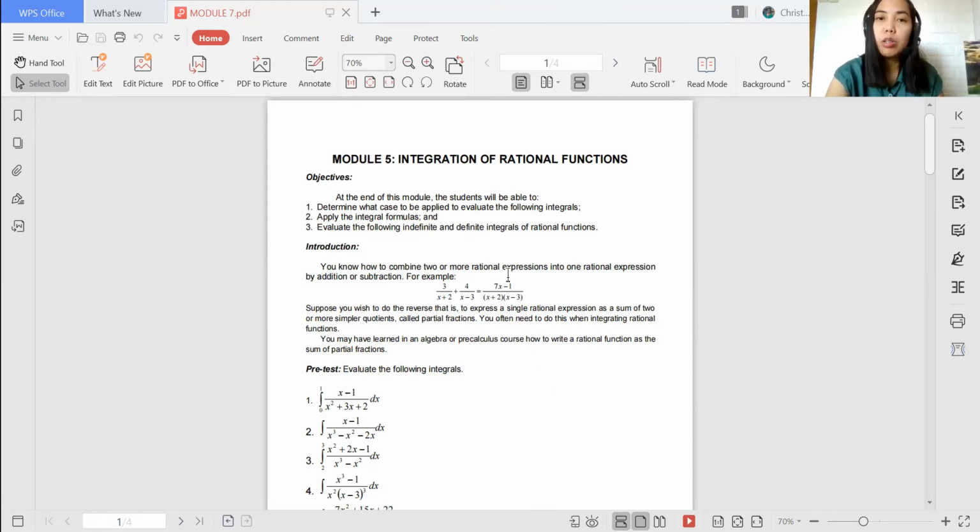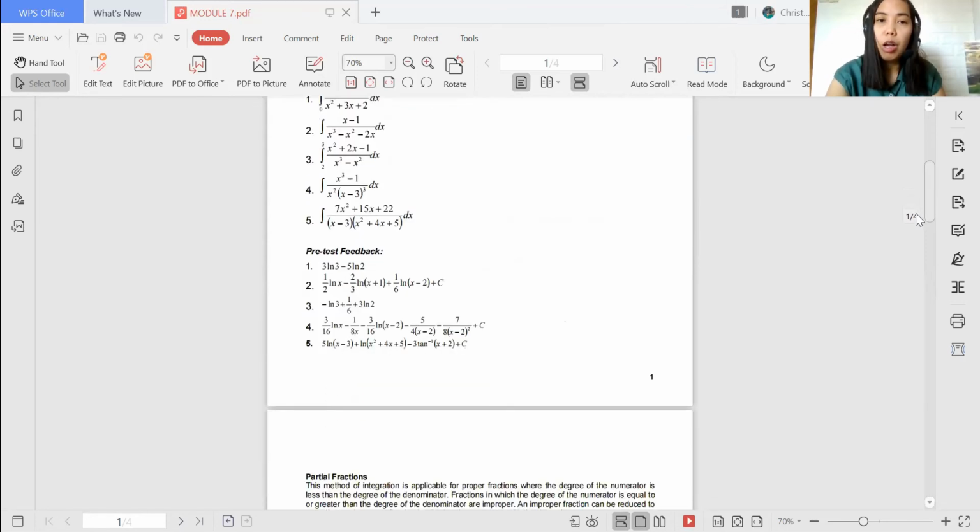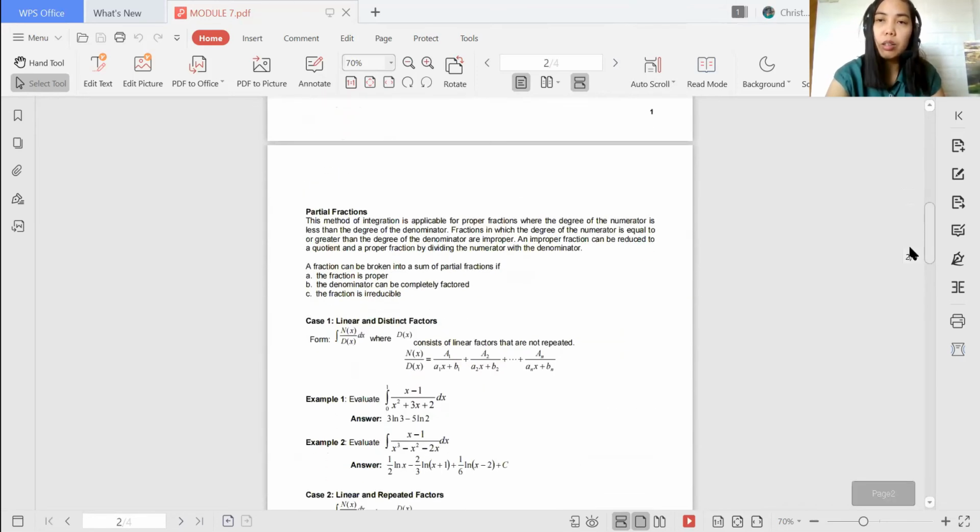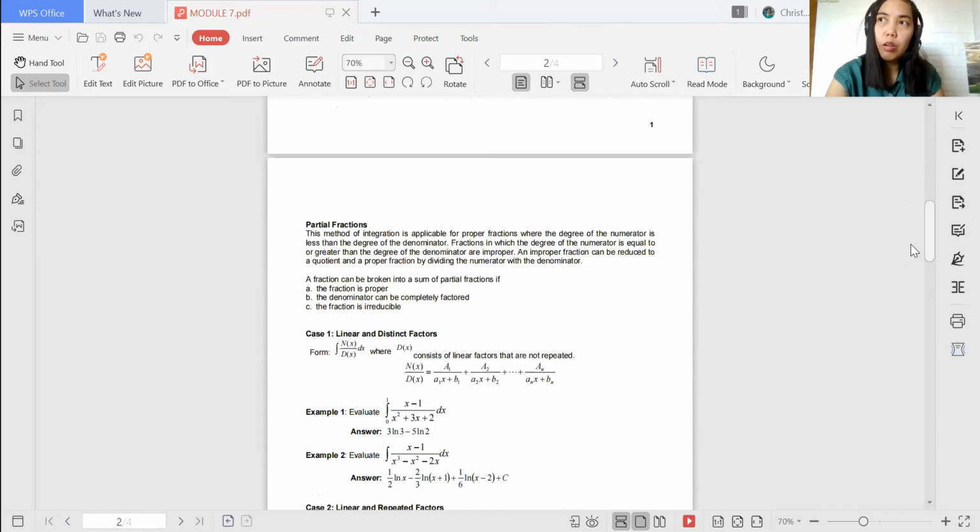So when we integrate rational functions, we're going to apply cases for rational functions using partial fractions. Partial fractions class is part of algebra, okay? But unfortunately, we have not discussed it because it's the last part. So for today, we will discuss partial fraction and then before we integrate.